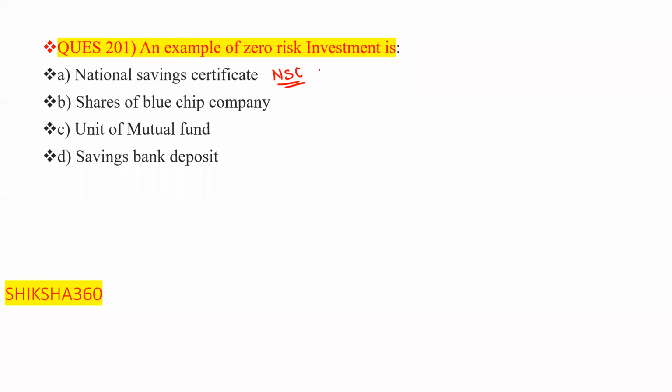NSC is issued by the government of India. National savings certificate is issued by the government of India. So option A is the correct answer: the example of zero risk investment is the national savings certificate.